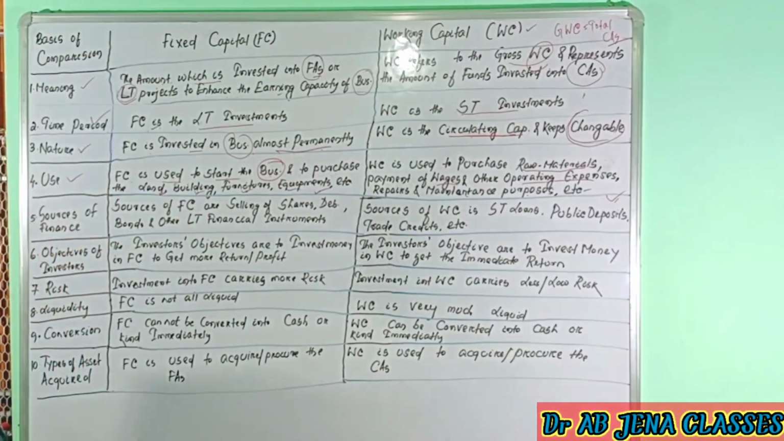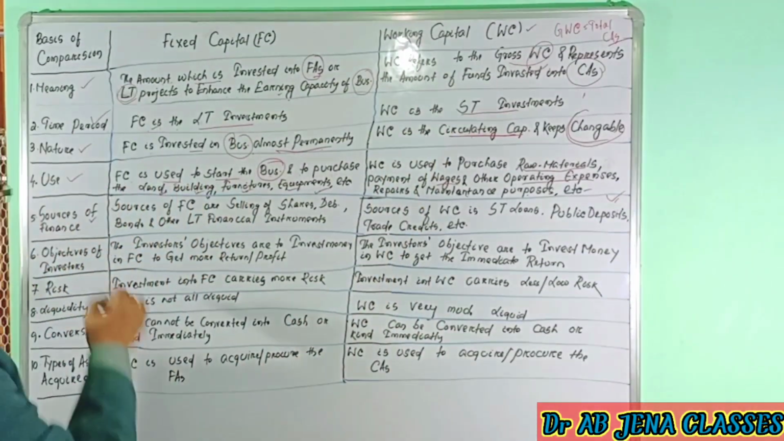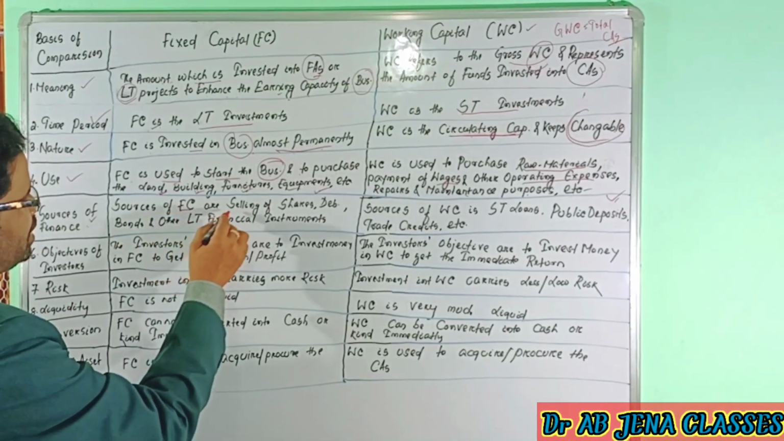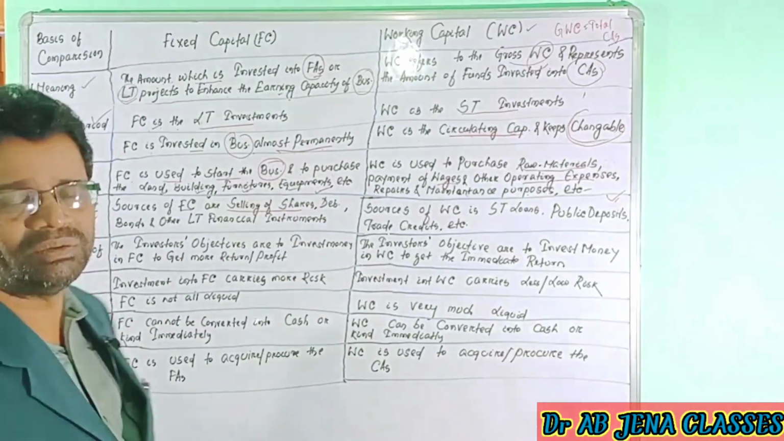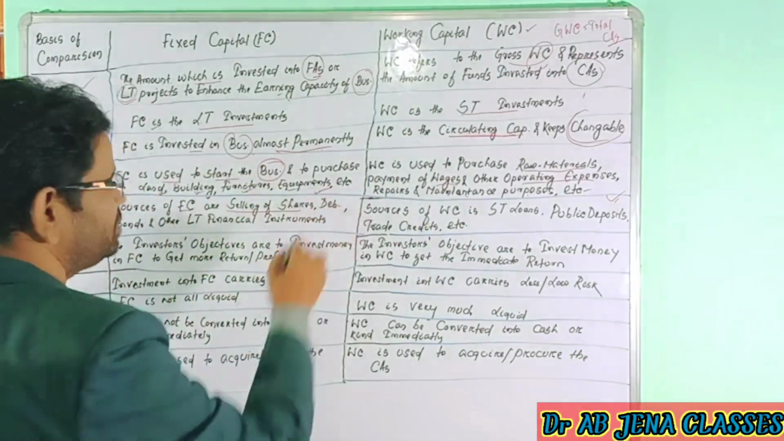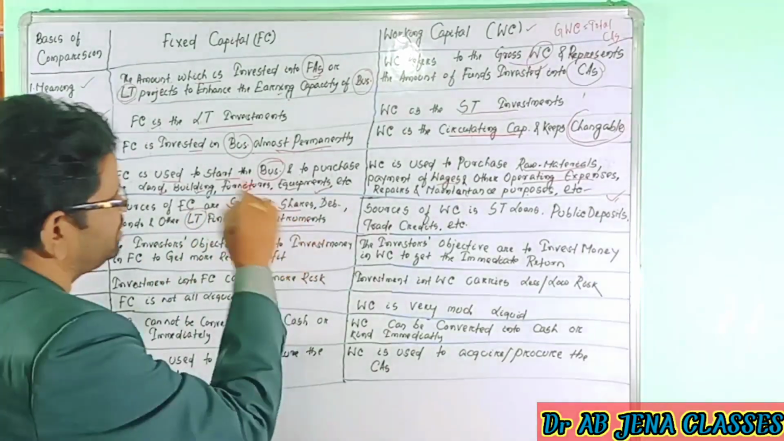So next basis of comparison means from where you will get the fixed capital and from where you will get the working capital. So it's the sources of finance. The sources of fixed capital are selling of shares. You will sell the shares, both the equity shares and the preference shares, and the debentures, the bonds and other long-term financial instruments.